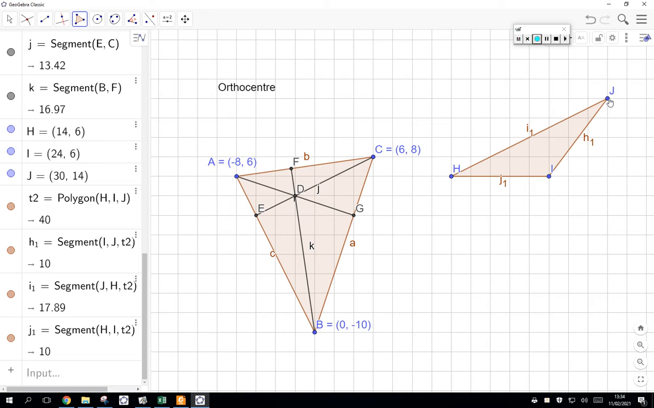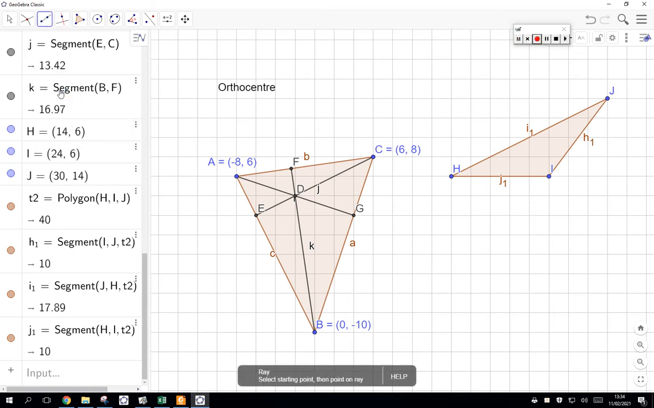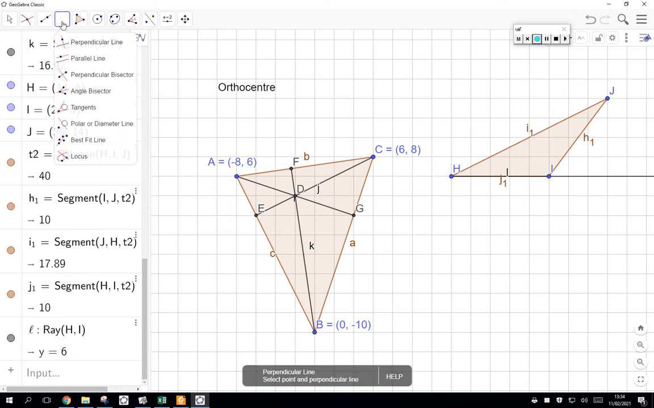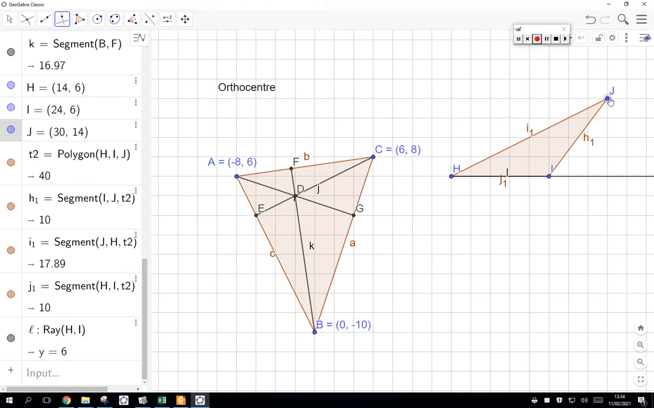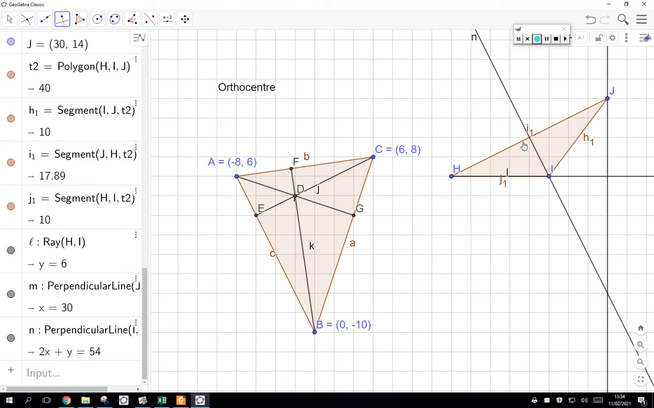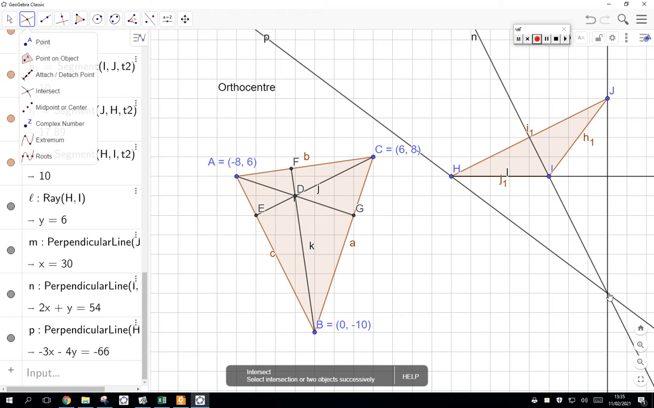Well, if I want to construct the altitude from J, where does it go to? Well, it goes perpendicular to this side, little j over here. So in order to construct that altitude, really I'd have to extend that line beyond, and then draw the perpendicular from there to there, from here to here. And you can see in this case the orthocenter lies outside the triangle.